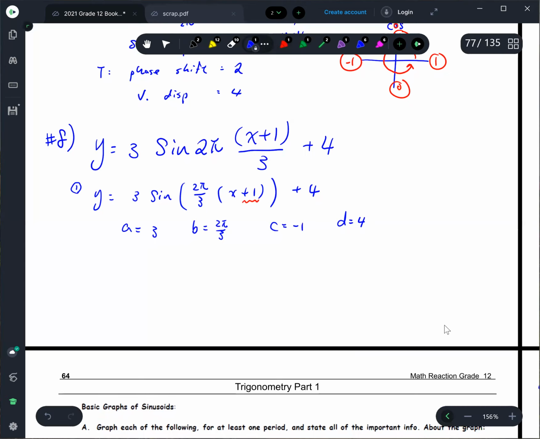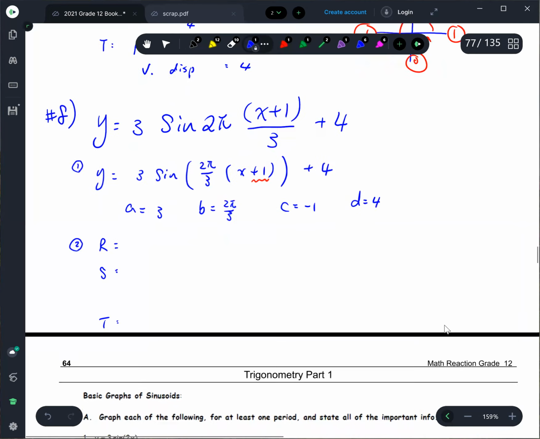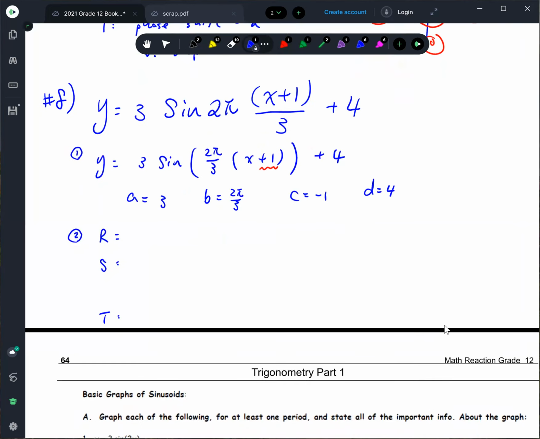Okay, and then number 2, RST, right? So second time around, we can go over faster. Okay, Lily, we'll come back. Okay, can you tell us the R? Do we have R?